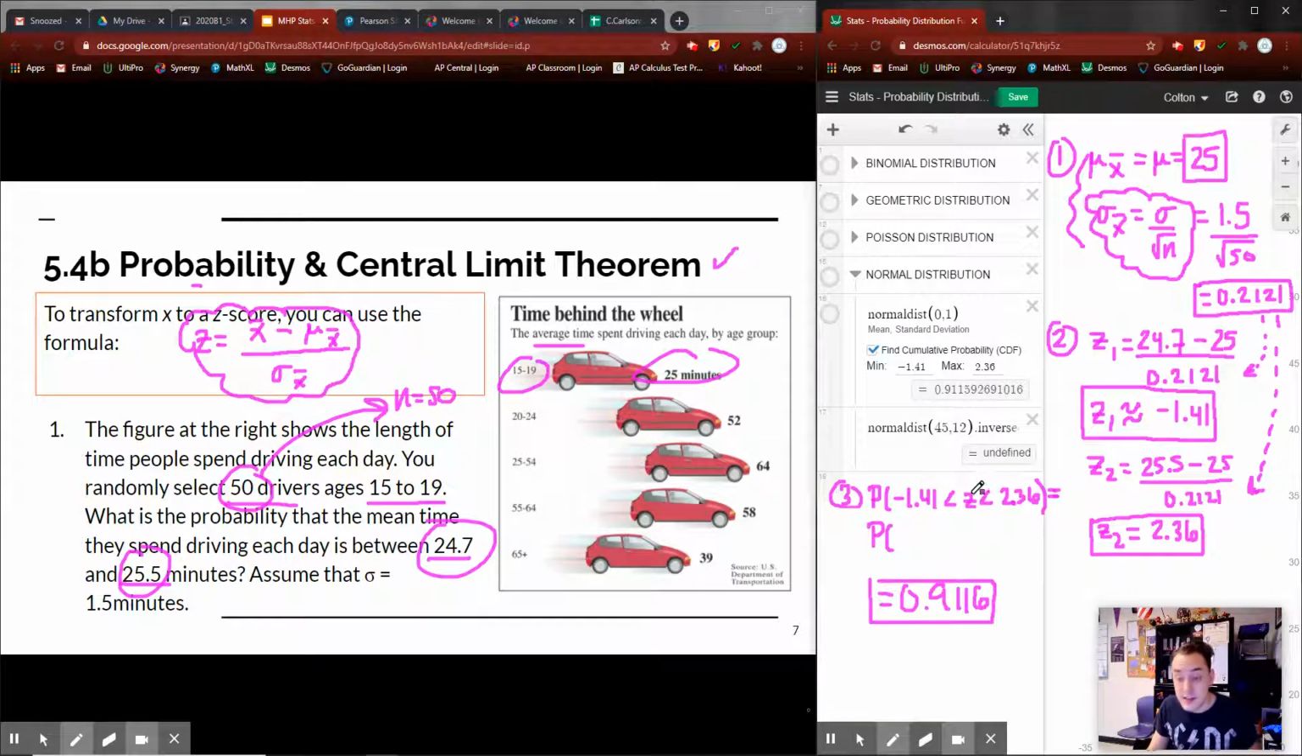Now, what we did was we standardized using z-scores. But watch, and we learned this in 5.2, so hopefully you remember. Do you need to standardize the graph? Do you need to standardize the normal curve? No, you do not need to standardize the normal curve. Okay, you don't need to. In fact, you can just keep the normal curve as such.